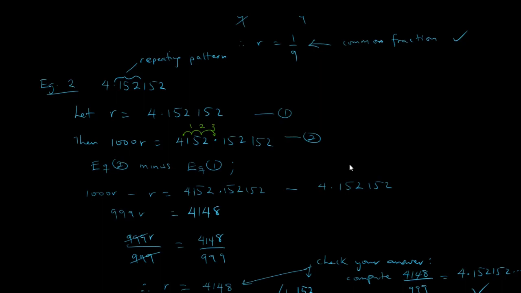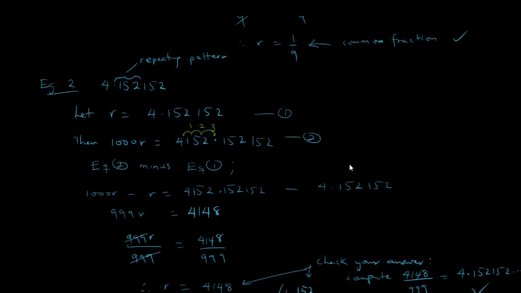So here we'll multiply this equation by 1000, and then we'll get 1000r is equal to 4152.152 because it keeps repeating. And so we'll subtract equation 1 from 2, and then we will get 1000r minus r is equal to 4152.152 minus 4.152. So here you see the 152 portion will be eliminated from this subtraction step. Okay, and then we'll have 4152 minus 4, which will give us 4148. So our equation will look like this: 999r is equal to 4148.